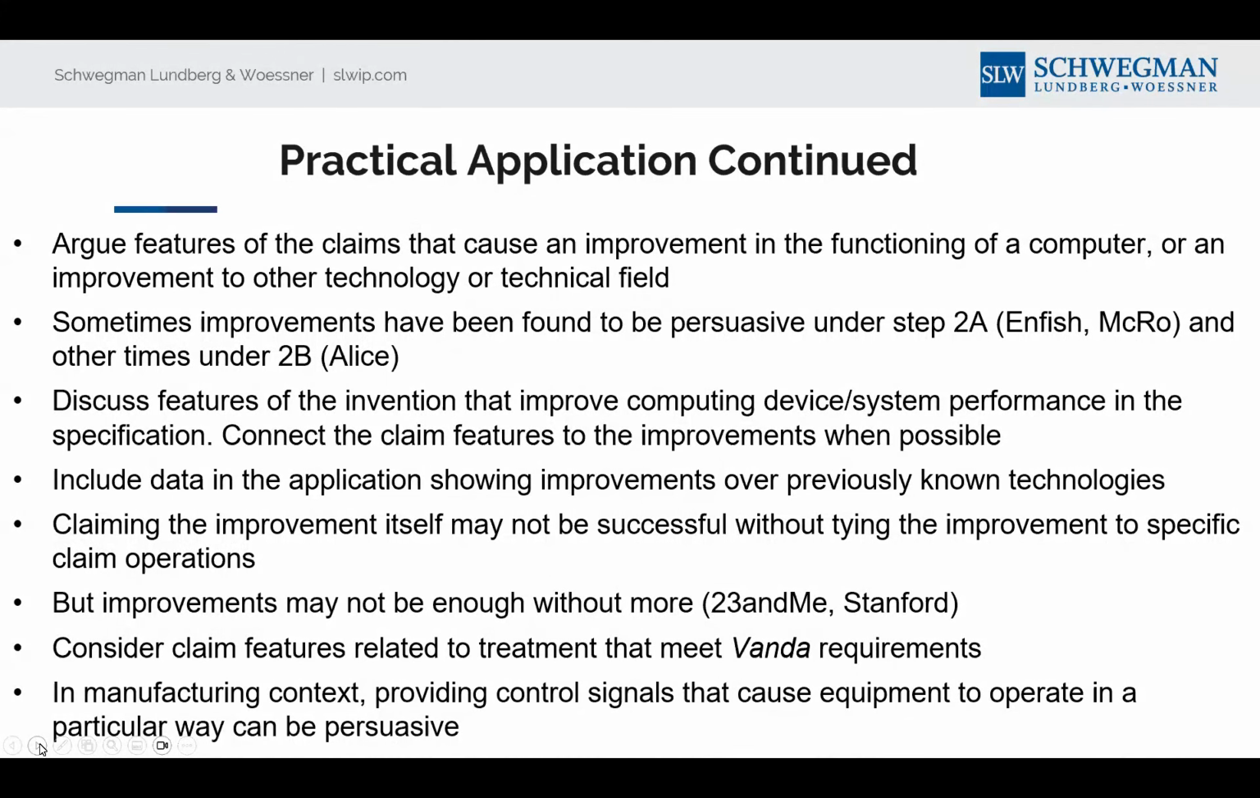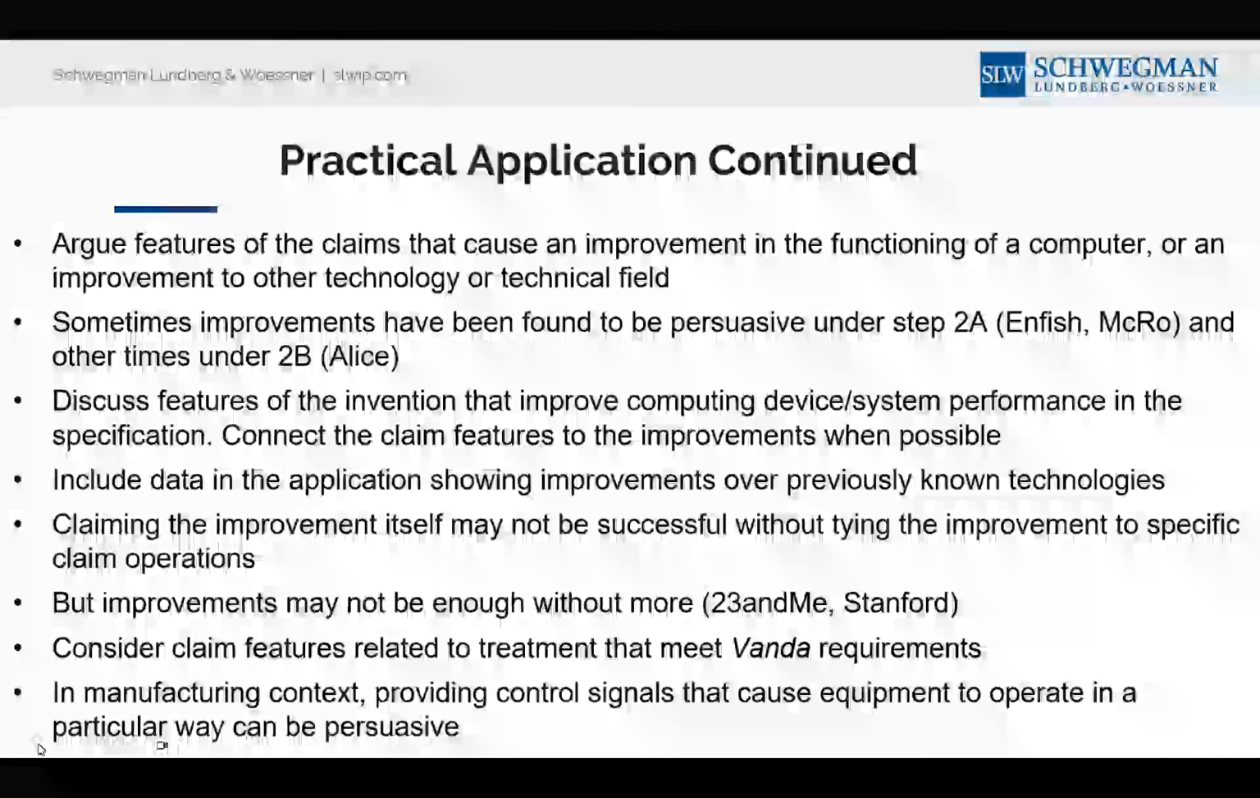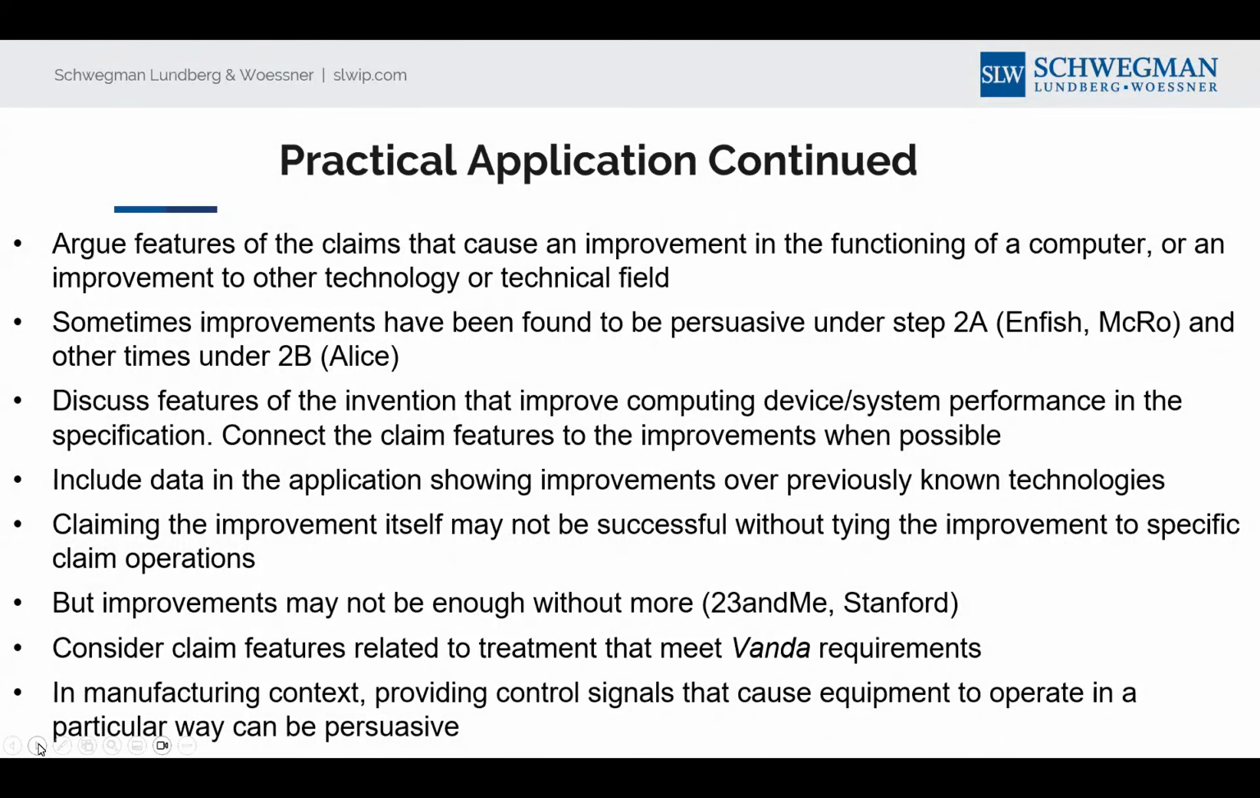And then along the side, I mentioned earlier about treatment. Sometimes when you have a particular computational method, it results in an effective treatment. If you tie the model and the treatment together, you might be able to overcome the 101 rejection. The caveat to that is that it used to be that they allowed things to be a little bit broader, but they're starting to be much stricter. So if you meet the Vanda requirements, where you're more explicit on the dosing and the actual treatment being performed, then it's more likely to overcome than not. But it's sort of a cost benefit analysis.